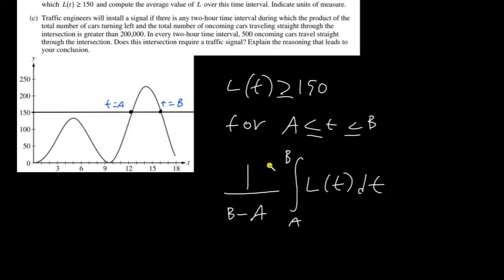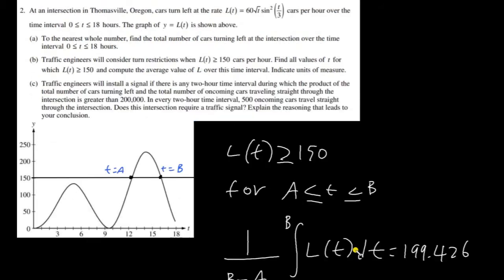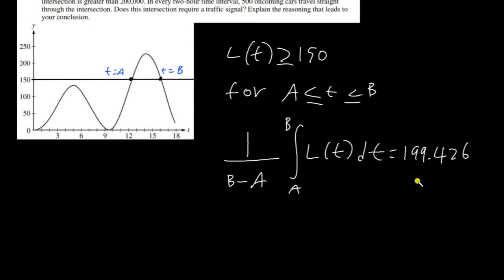So we can take this whole thing and compute the average value to get 199.426. And we need units for this. Since we're dealing with the average value for L of t, the units for the average value of L of t are the same as the units for L of t. L of t has units of, they told us here, cars per hour. So this also has units of cars per hour.